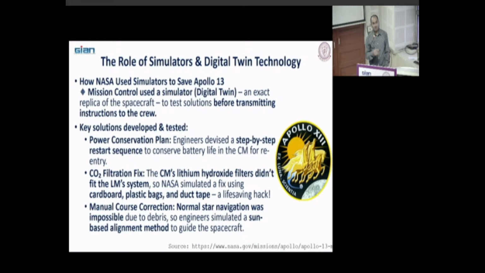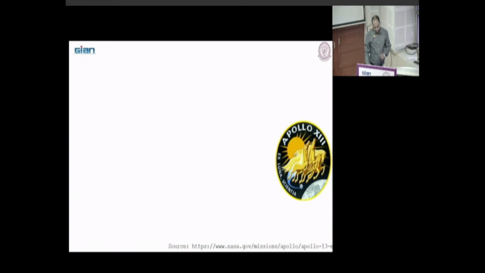Manual course correction. Because of the debris, they couldn't do the navigation properly. Then what they did is very interesting. Normal star navigation was impossible due to debris, so engineers simulated a sun-based alignment. Can you imagine a sun-based alignment method to guide the spacecraft so that they can return back to the Earth? So this is the early use of digital technology in 1970 by NASA.